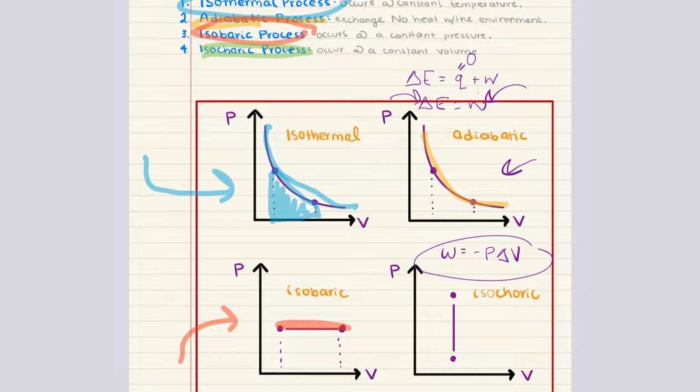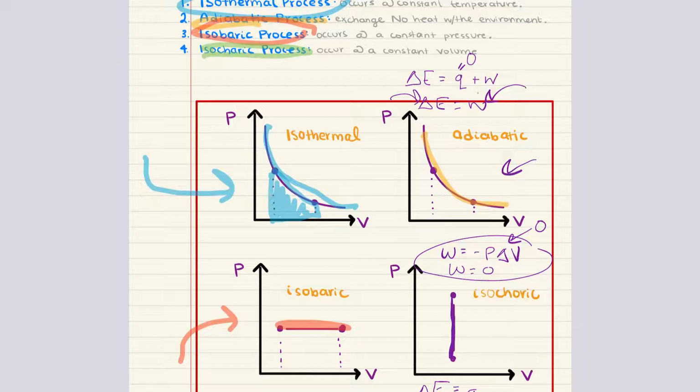And so in a process where volume doesn't change, delta V is going to be 0. Therefore, work is going to be equal to 0. And so any change in internal energy is going to be due to heat. Now, this is represented by a vertical line on a pressure versus volume diagram where the volume is fixed and any change in pressure results from changes in temperature or internal energy.